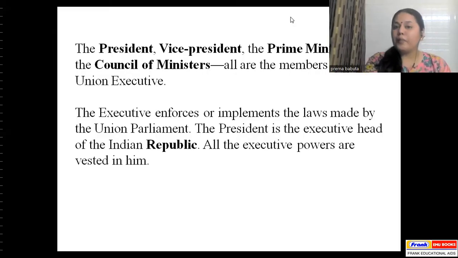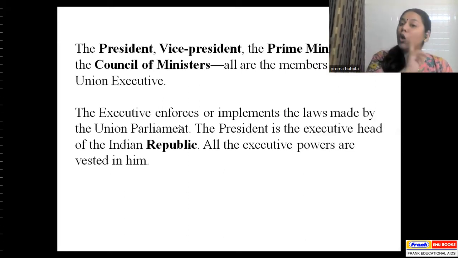The president, vice president, prime minister, and the council of ministers are the members of the union executive. Who are these? President, vice president, prime minister, and the council of ministers. These together make the executive or the union executive. What is the main function of this union executive? It enforces or implements the laws made by the union parliament.